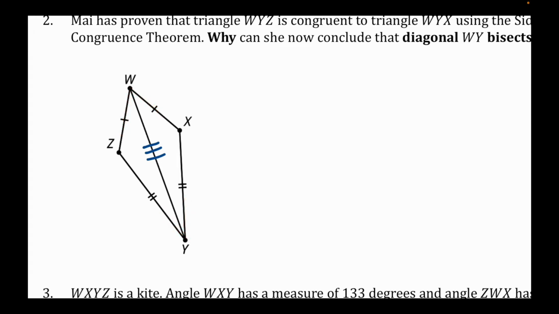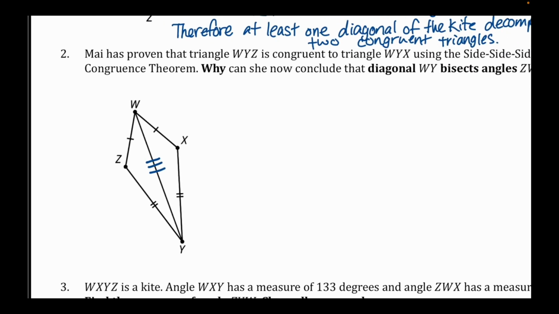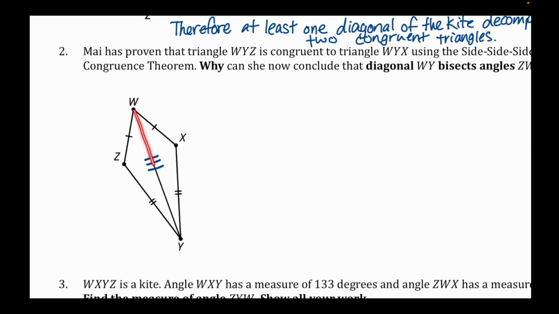And that comes from her congruence statement and the order in which we actually prove these congruent. Because WYZ is congruent to WYX, it means that our corresponding angles are here at the bottom and then here at the top.